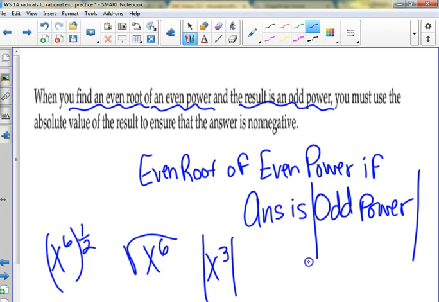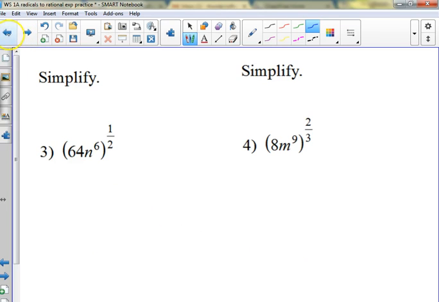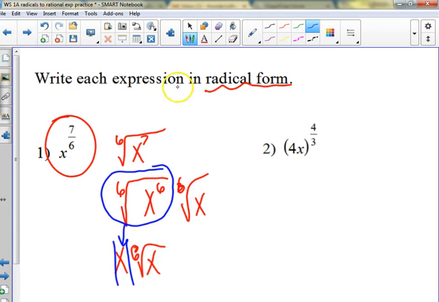Okay? I do hereby solemnly swear I'm not going to put this on a test or quiz. Probably. I don't think this is that big a deal. When you look in the back, it's going to have these absolute values. All right, let's go back to this one.